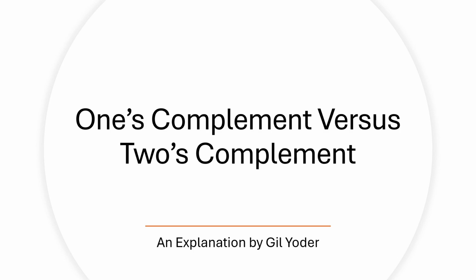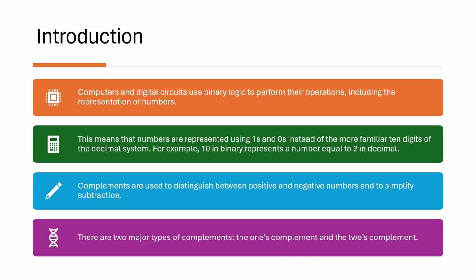In this video, we're going to be discussing a little bit more about binary numbers, and in particular one's complement versus two's complement. Computers and digital circuits use binary logic to perform their operations, including representation of numbers. This means that numbers are represented using ones and zeros instead of the more familiar 10 digits of the decimal system. For example, 10 in binary represents a number equal to the number 2 in decimal.